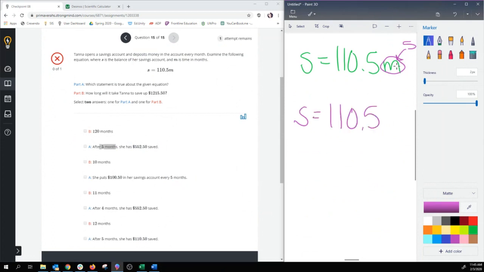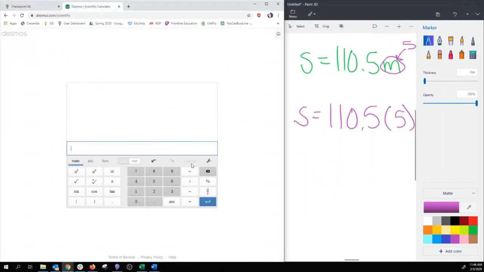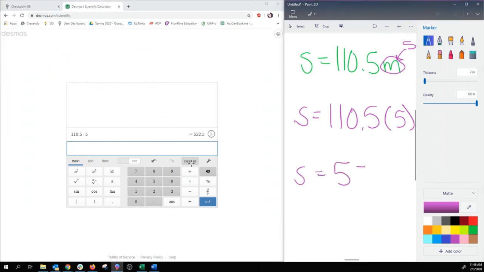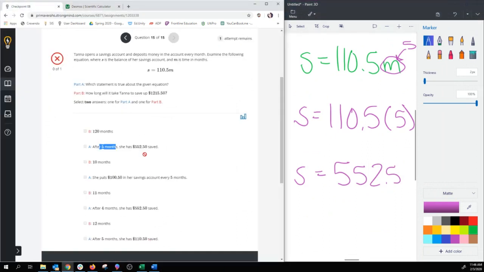So 110.5 times 5. We can plug that into our calculator. And that tells me that she would have $552.50. So it looks like after 5 months, she saved $552.50. Questions on how we got A? Are we okay to go on to B?